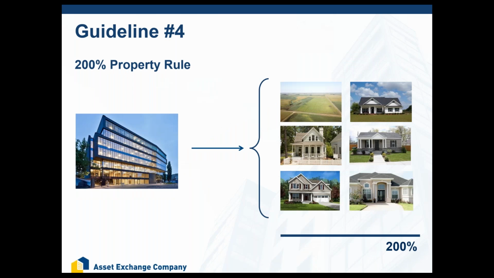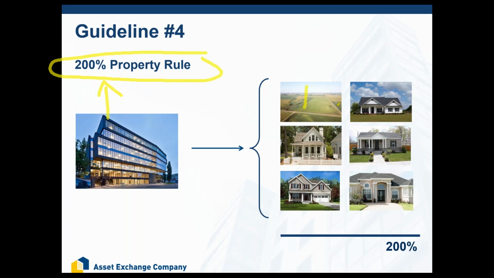And I want to buy more than 3. How do I do that? Well, if you want to identify and buy more than 3 properties, you have to nominate those properties on day 45 using the 200% rule.